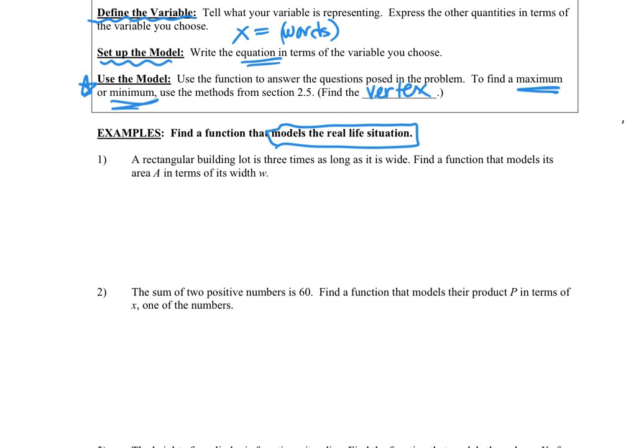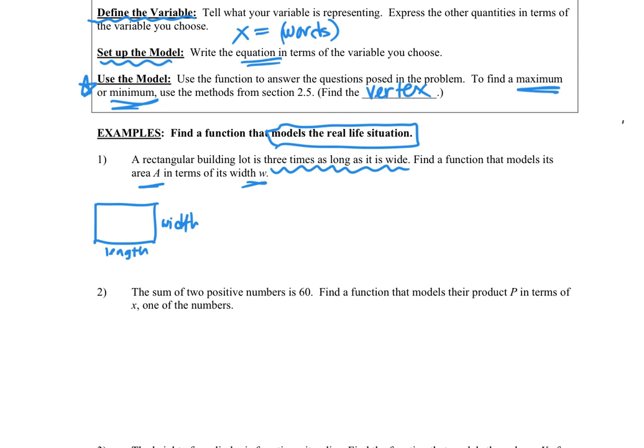Okay, so let's practice. First of all, it says, find the function that models a real life situation. It doesn't tell me I have to find a max or a min, I'm just going to set this up. It says I have a rectangular building lot that is 3 times as long as it is wide. Find a function that models its area in terms of its width. So I have a rectangular building. Oftentimes I'm going to draw a picture for this. I'm going to call this my length, and I'm going to call this my width, okay? And it says that my lot is 3 times as long as it is wide.